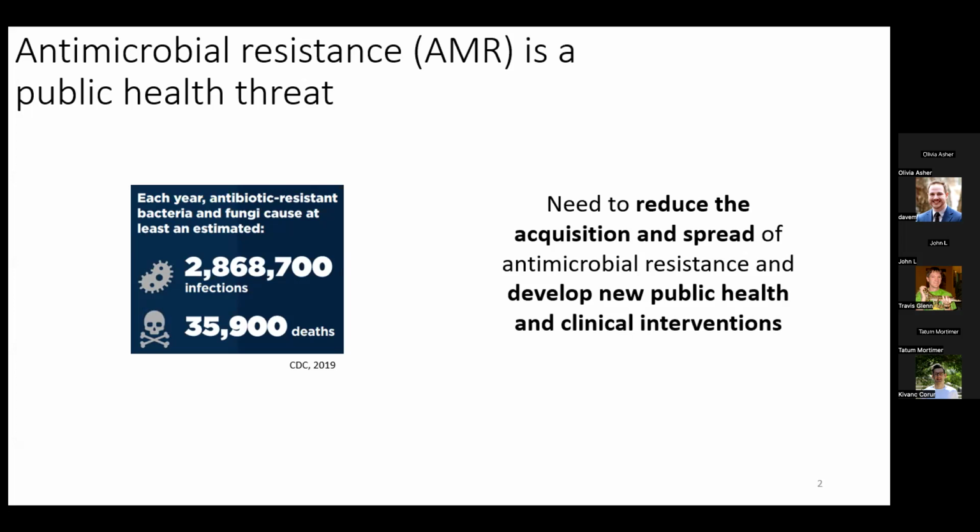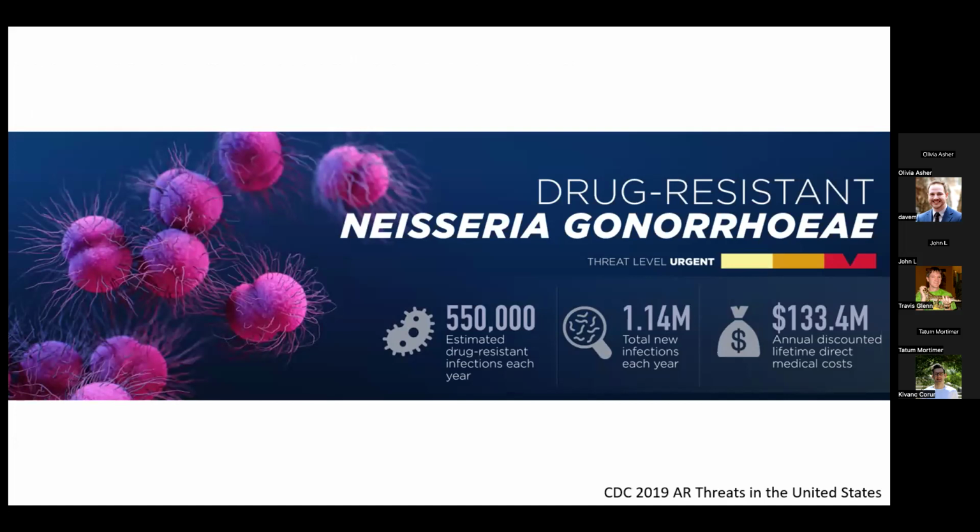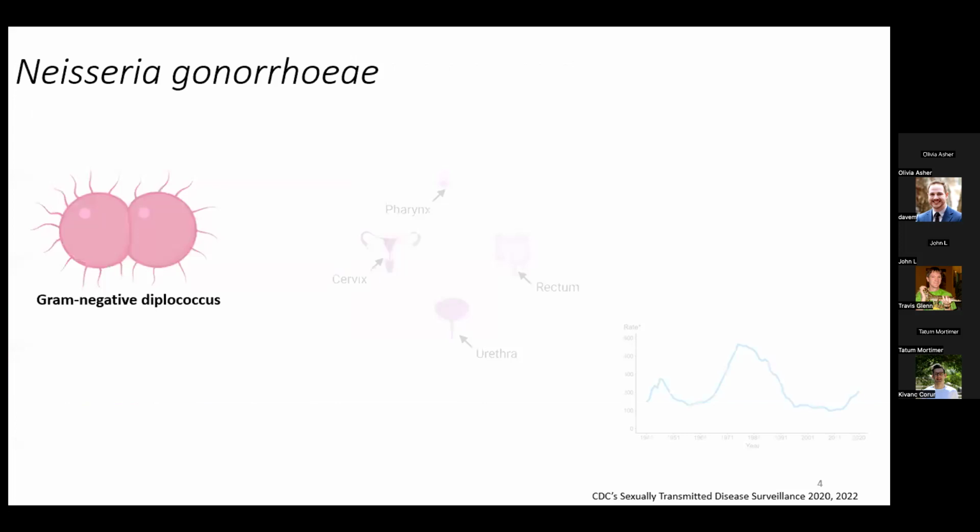I use Neisseria gonorrhoeae as a kind of model system to understand how AMR evolves in bacterial pathogens. Neisseria gonorrhoeae, or gonococcus, is a gram-negative diplococcus. It is the causative agent of the sexually transmitted infection gonorrhea. During normal infection, it's infecting and transmitting on the mucosal surfaces in the cervix, urethra, pharynx, and rectum.